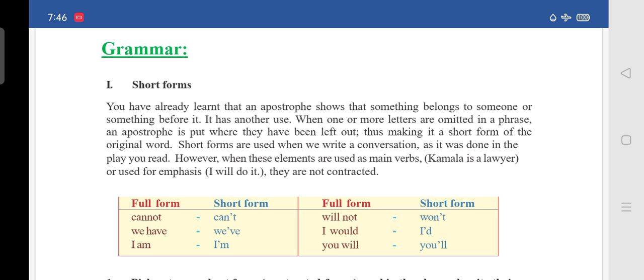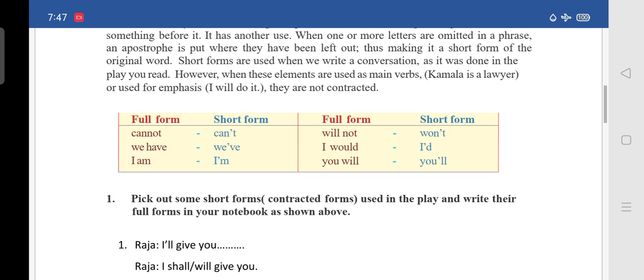However, when these elements are used as main verbs, like Kamala is a lawyer, or used for emphasis, like I will do it, they are not contracted. So here they have given a table of full forms and short forms. The full form is cannot, and how we write cannot as a short form is can't. Cannot, can't.